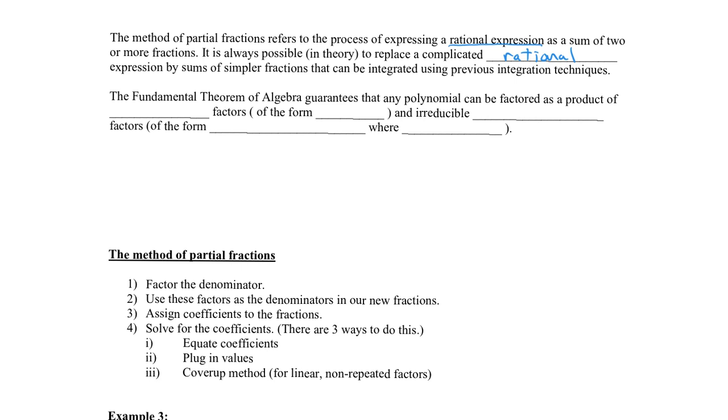What guarantees this is something from abstract algebra or modern algebra called the fundamental theorem of algebra. This just guarantees that any polynomial can be factored as a product of linear factors, which are of the form ax plus b, and also irreducible quadratic factors. Quadratic factors are of the form ax squared plus bx plus c. And irreducible just means that it can't be factored. It also means that b squared minus 4ac is less than 0.